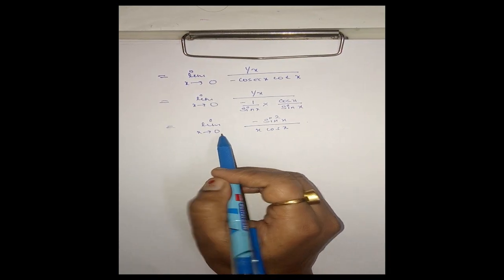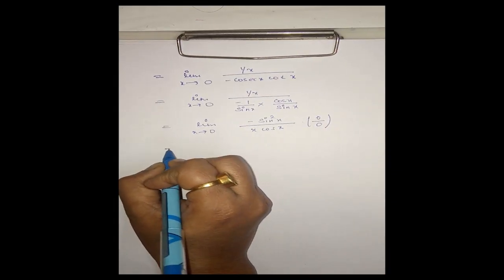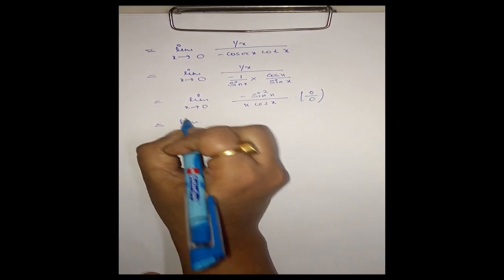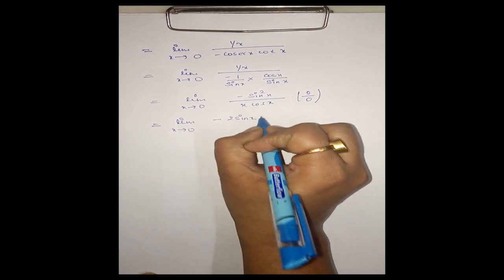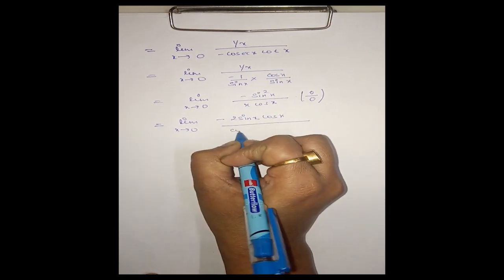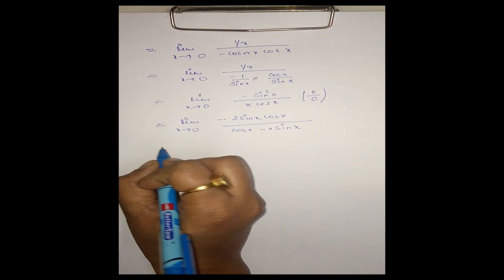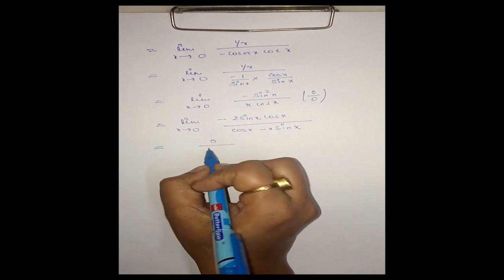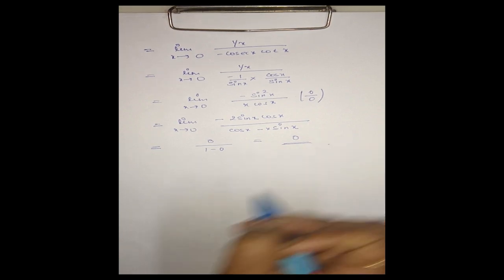Now taking x tending to 0 limit, this will be 0 by 0 form. Okay. Now applying L'Hopital rule here, we have limit x tending to 0, minus 2 sin x cos x divided by cos x minus x sin x. Clear? Now taking limit, in the numerator we have 0, but in the denominator we have 1 minus 0. That is 0 is the answer. Okay. Now consider the second problem.